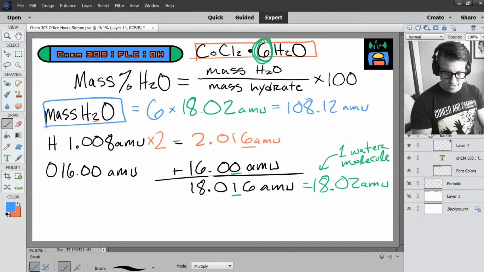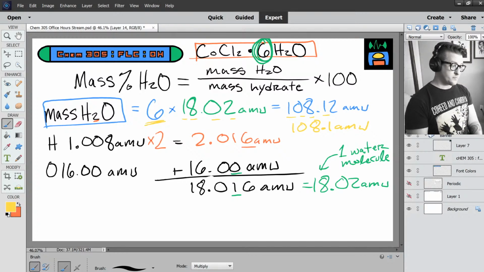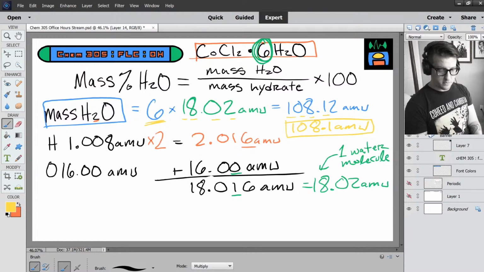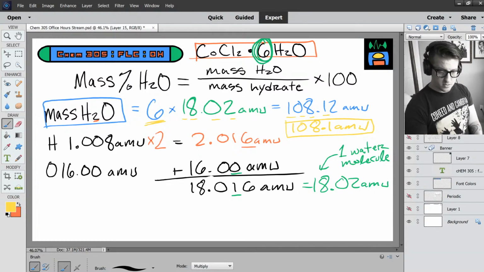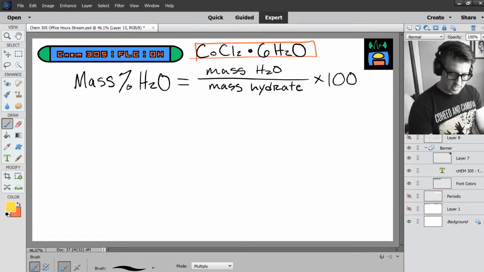AMU. And this 6 is not measured, it's exact. So we're going to keep 4 sig figs, so 108.1 AMU is what we're going to keep. This will be our mass of water that we use for this calculation. Now, we know the mass of water, so we've got that numerator taken care of.